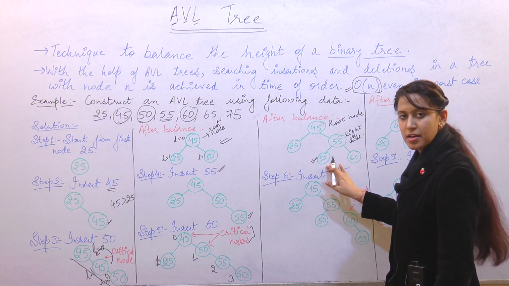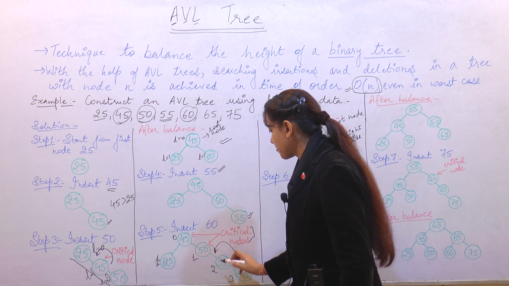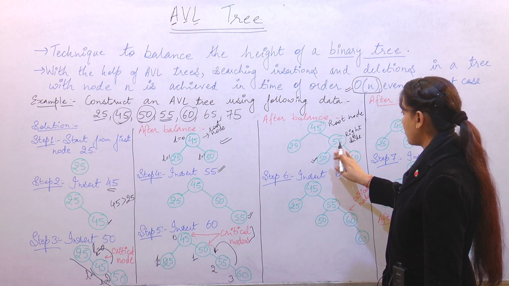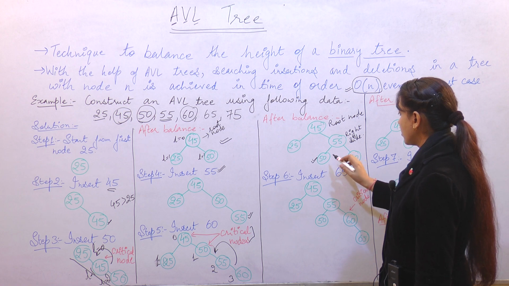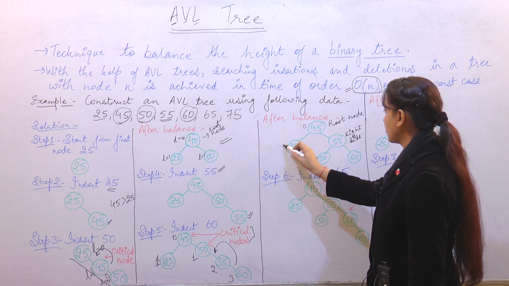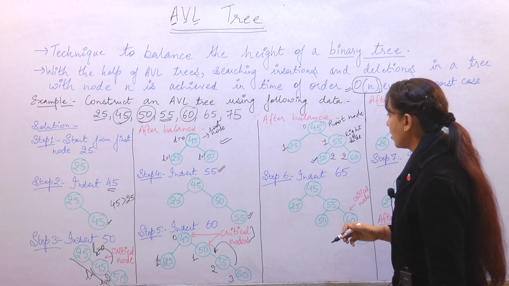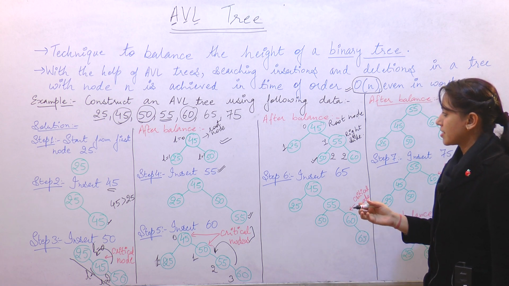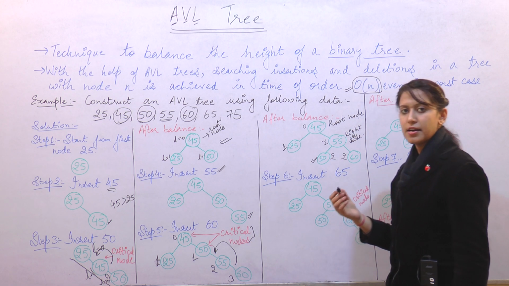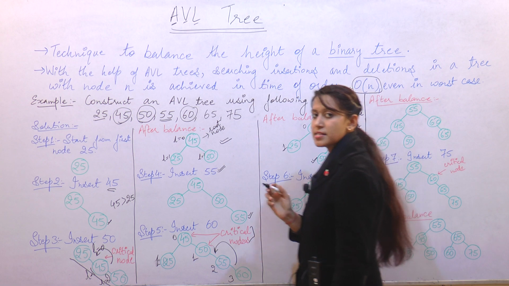That's why we have left shifted 50 so that we get a balanced node. So now here our node gets balanced. This is at level 0, 1, 1 and these two are at 2. Now further inserting these remaining nodes, we will get at the end a height balanced tree, and that height balanced tree will be known as the AVL tree.